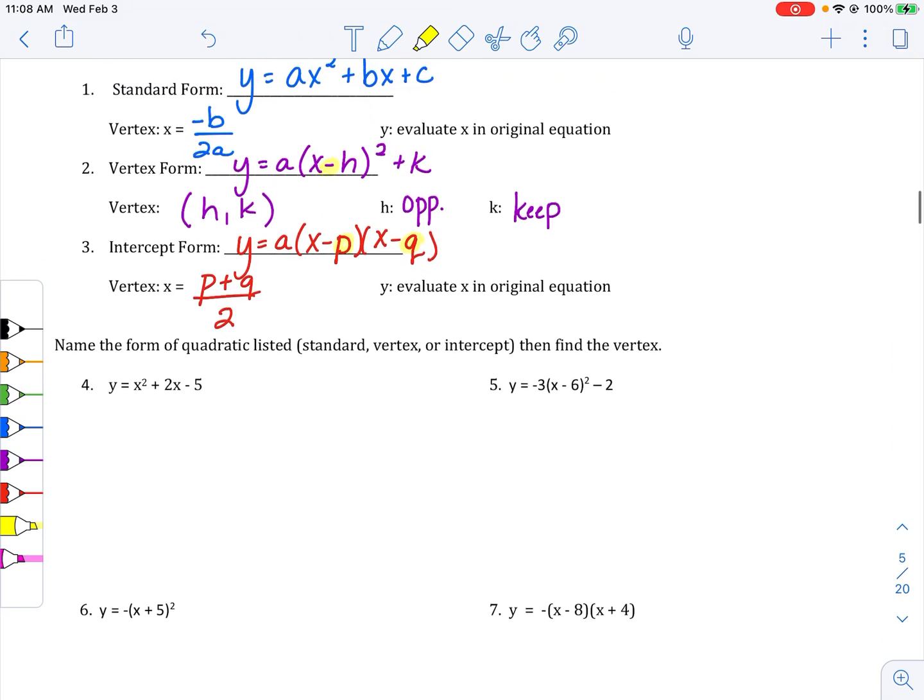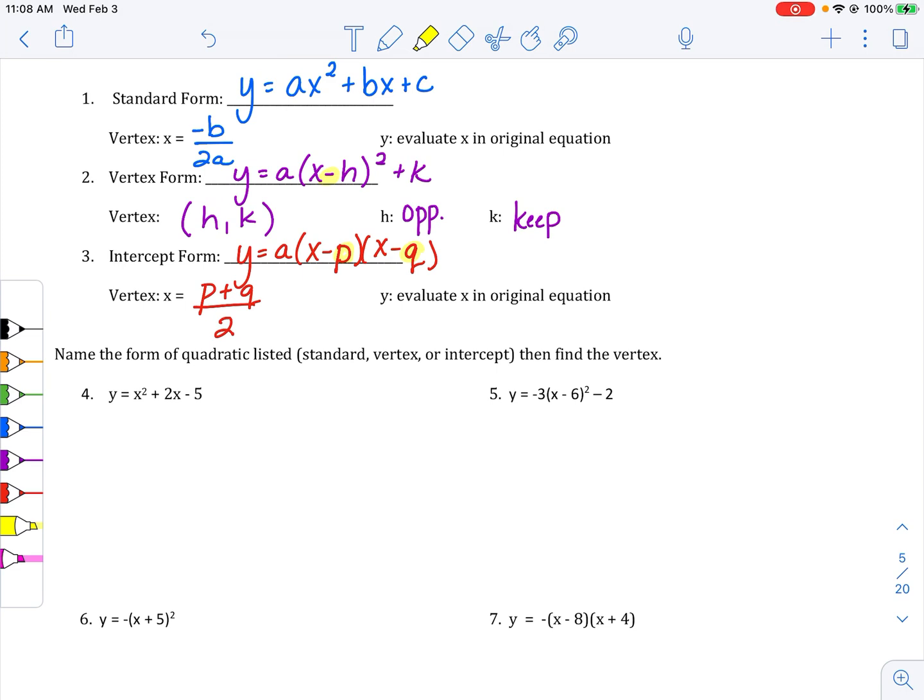So moving along to the examples, number 4 says name the form of the quadratic listed. Is it standard, vertex, or intercept form? Then find the vertex. So number 4, y equals x squared plus 2x minus 5. There's no parentheses, so that one is standard form. It's written in order from the highest power to the lowest power.